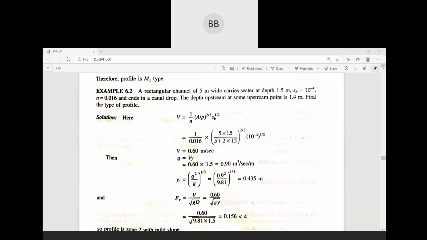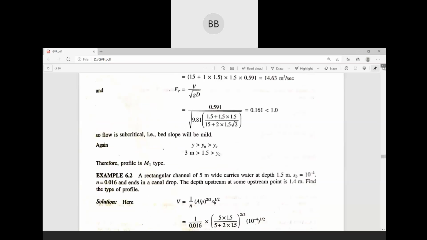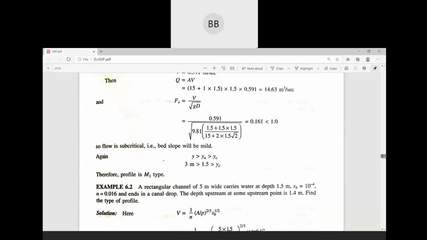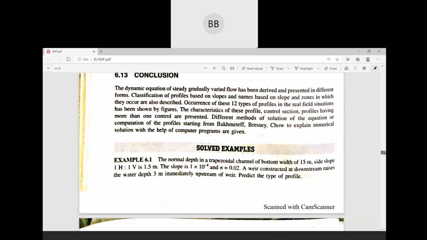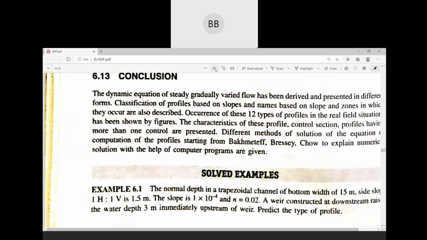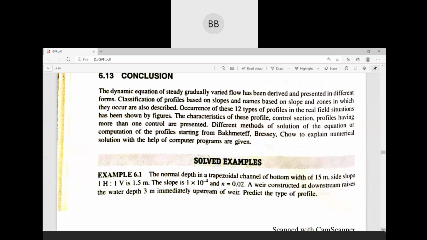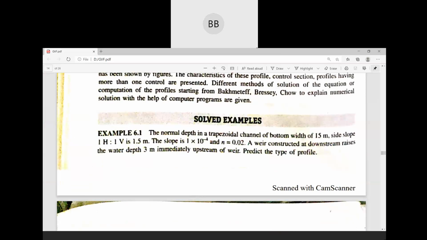Okay, so we are going to solve the first numerical. You write down the equation 6.1. Just write down the equation.